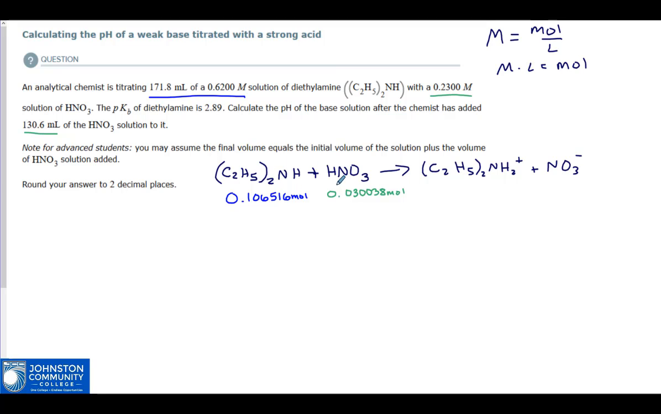So now that we have moles of each, we can easily see that the nitric acid is going to be our limiting reactant, LR here. We have less of it. So that means we are before the equivalence point, and we need to change our amount of moles by the amount of the limiting reactant. So our reactants are going to be minus and our products are going to be plus. So we'll go ahead and add that amount to the product side and subtract it from the reactant side.